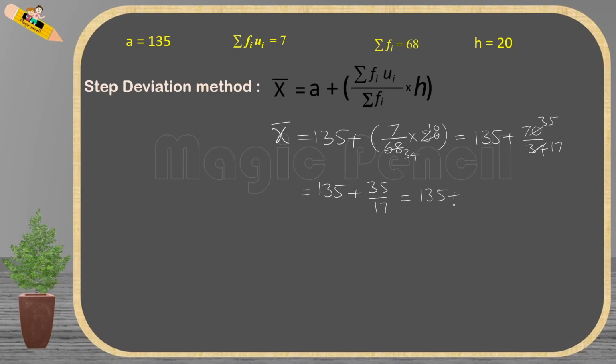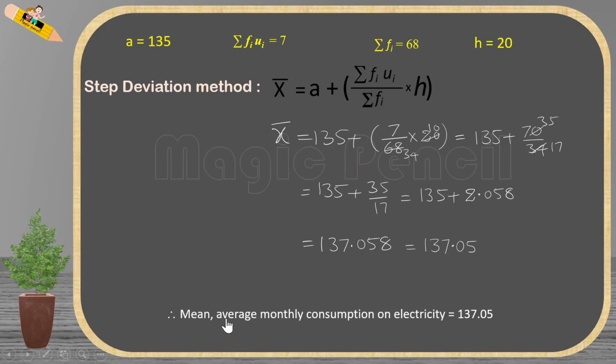Then 135 plus, when you divide 35 by 17, you will get 2.058. We are taking up to 3 decimals only. So when you add 135 with 2.058, you will get 137.058. So approximately you can take 137.05 as our mean for the given data. Therefore, the mean, which is nothing but the average monthly consumption of electricity, is equal to 137.05 for the given data.